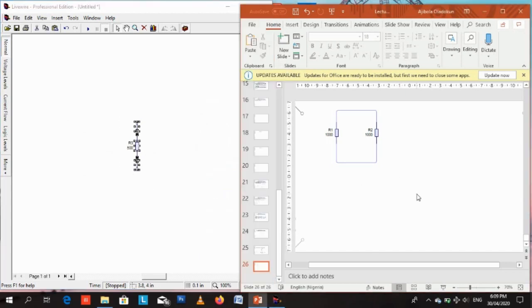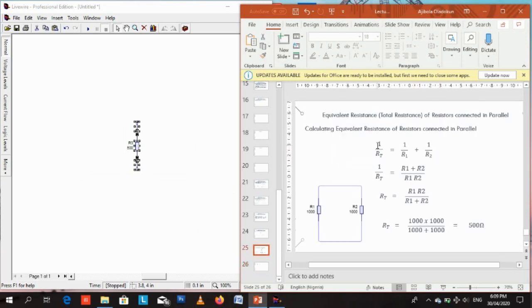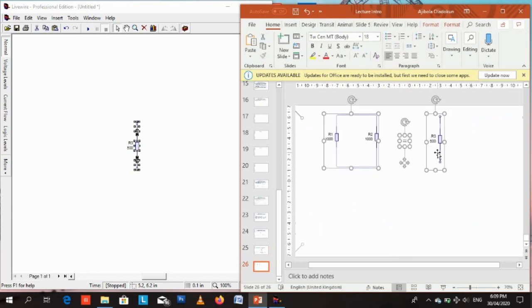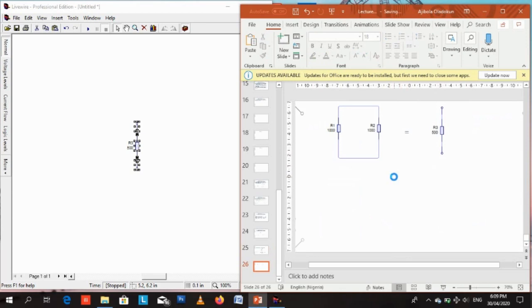So let's copy that and paste it inside PowerPoint. Click, expand it a bit. So if you have a circuit that needs a 500 ohm resistor and you don't have that, but you have two 1000 ohm resistors, you can connect those two 1000 ohm resistors and it will basically be equivalent to having one single 500 ohm resistor. So that is one of the good things about the formula for determining resistance of resistors connected in parallel.